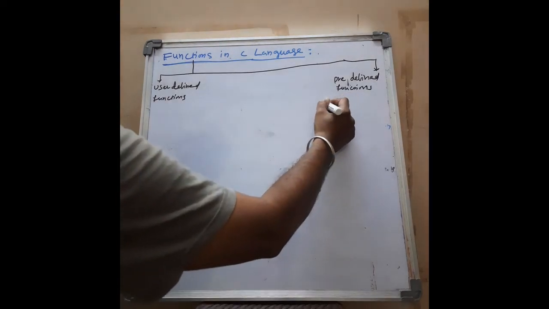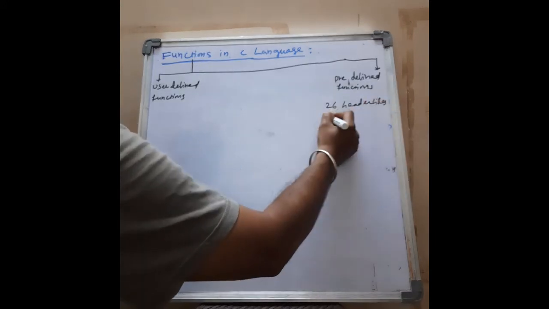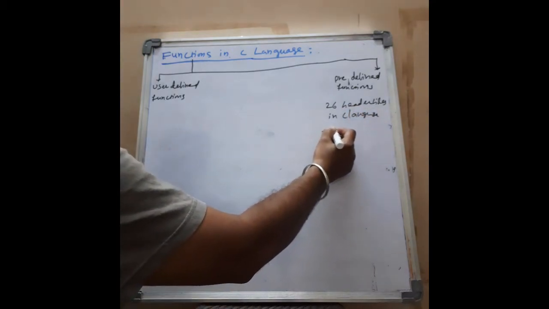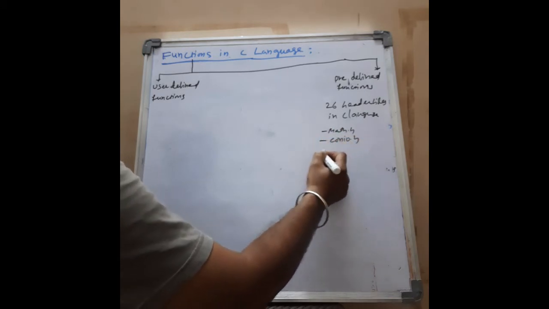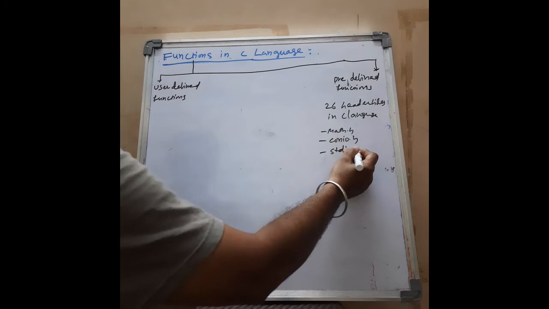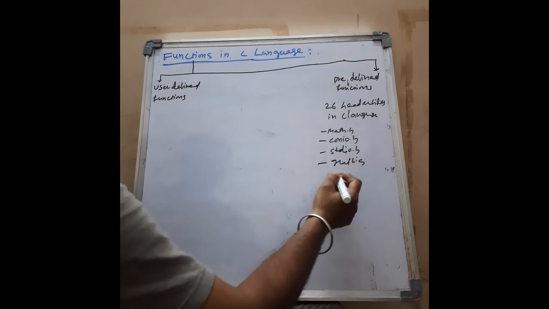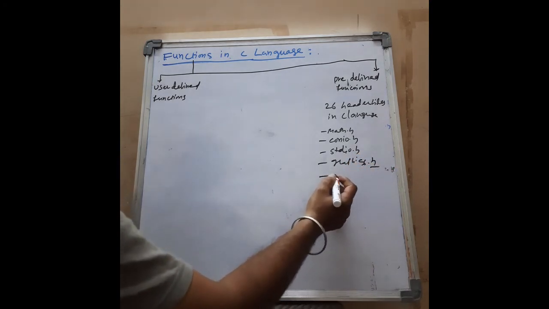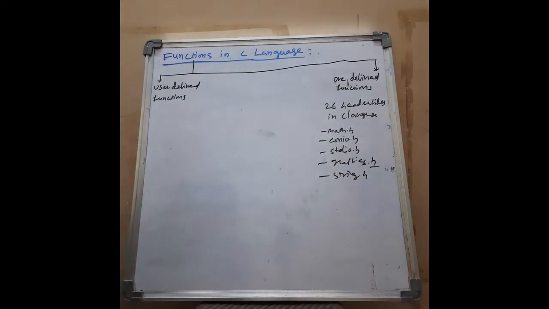Actually, we have 26 header files in the C language. The different header files are math.h, conio.h, stdio.h, graphics.h, where .h means the header file extension, and string.h. These are the different header files already defined in the C language.